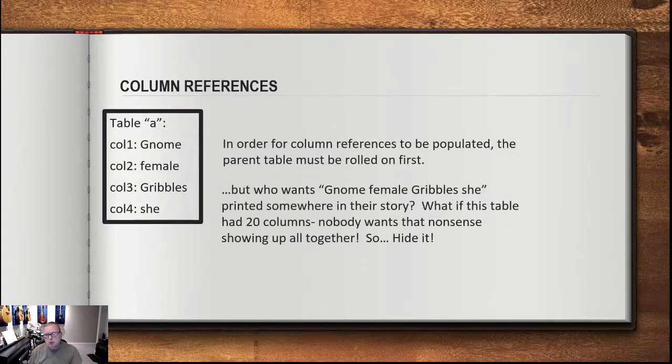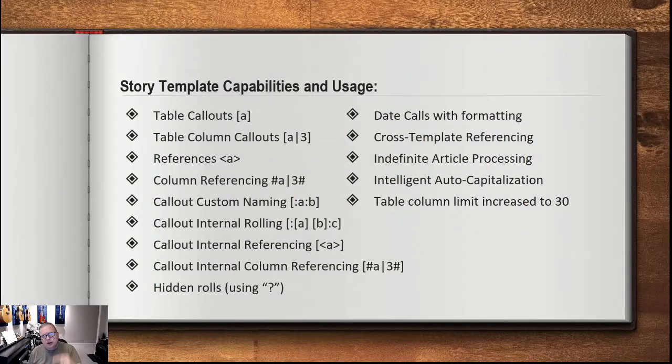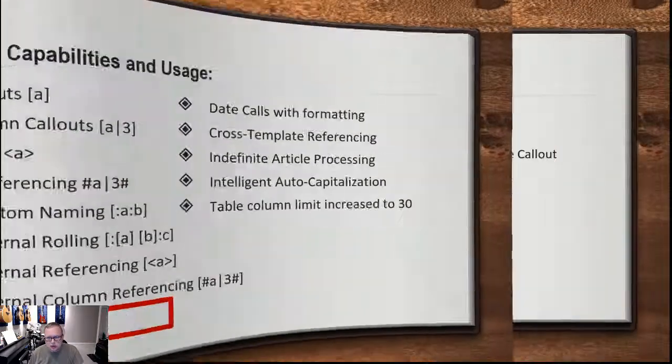So it's important to note that in order for that list to be populated, or if you reference something, you first have to call it. So you'll have to do a call out, and then you can reference all the columns that you called. But if you call it out, you don't want all of that crap showing up in your story. And that's where hidden things comes in. So we're going to skip around a little bit and jump down to hidden rolls, because hidden rolls apply to so many of these. So we'll just get it out of the way.